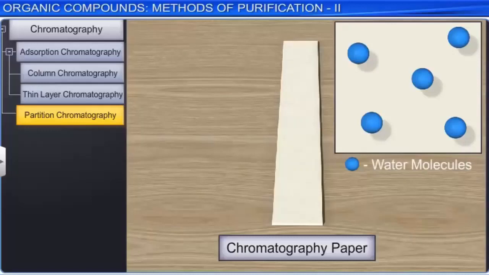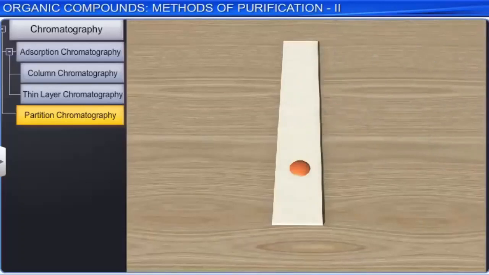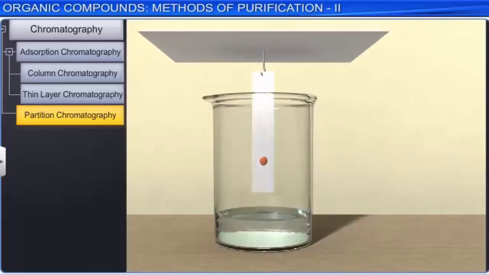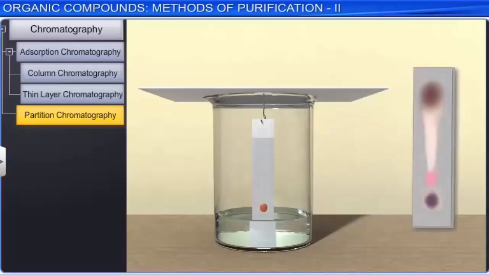Now let's take a closer look at the procedure. The chromatography paper is spotted at the base with the solution of the mixture to be separated. Then the paper is suspended in a closed jar containing a suitable solvent or a mixture of solvents. The solvent rises up by capillary action and flows over the spot. Depending on the differential partitioning of the components in the mixture, they get separated with the mobile solvent. Such a paper strip is called a chromatogram.